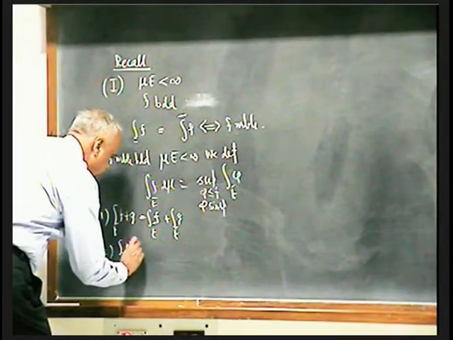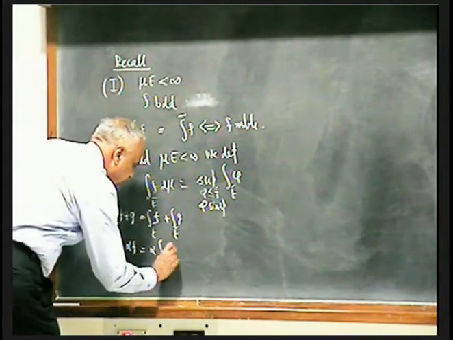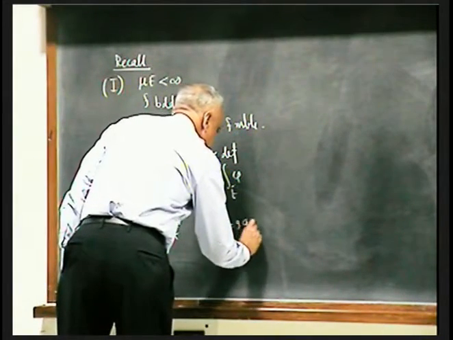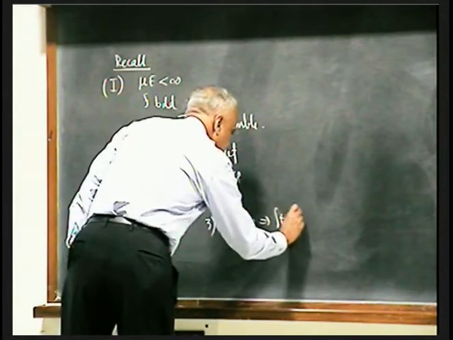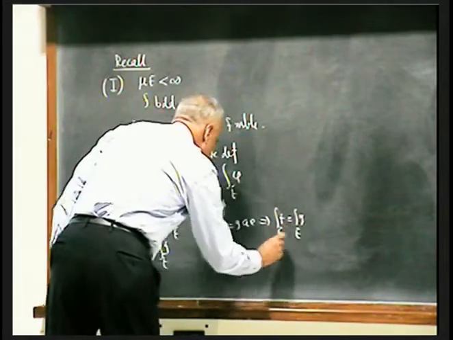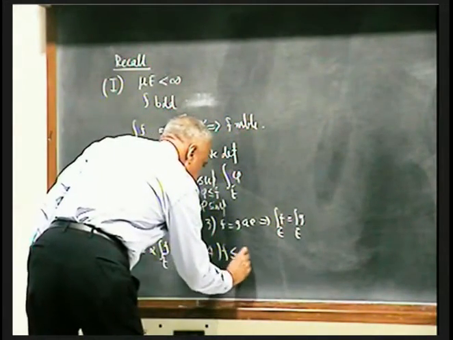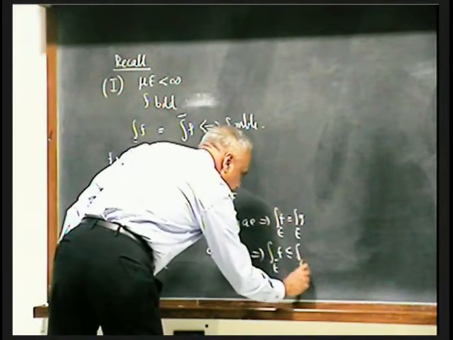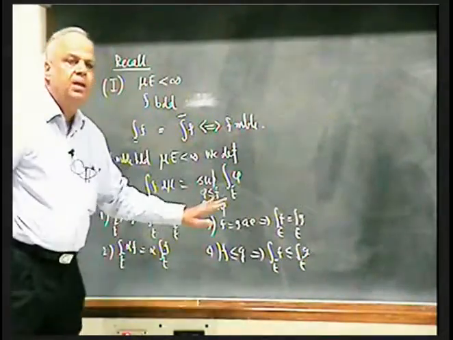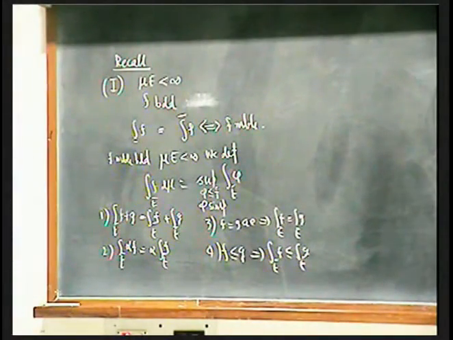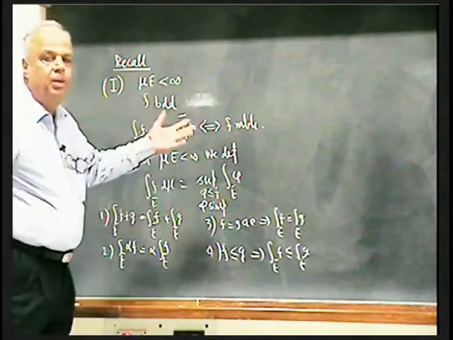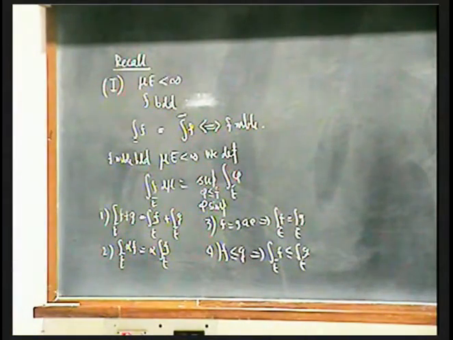Integral over E of alpha f is alpha times the integral over E of f. Third, f equal to g almost everywhere means the integral of f is equal to the integral of g. And the monotonicity: if f is less than or equal to g, then the integral over E of f is less than or equal to that of g. Whenever I write something, it's enough if it holds almost everywhere. So these are minimum standard properties of integrals which all hold. Of course, all these f and g are of this type, bounded and measurable.